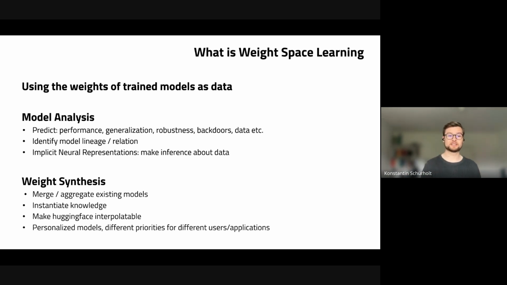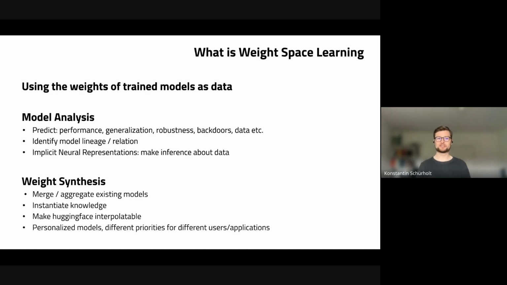The other direction is weight synthesis, so generating weights in some sense. And the general goals there are that you want to merge or aggregate existing models, or the knowledge of existing models. Or in a broader sense, you want to be able to instantiate knowledge again, right? You have some population, like we discussed before, there's some knowledge in there. Maybe you want to be able to pick specific knowledge and instantiate it into one model and make it accessible that way. You could also think about this as making Hugging Face interpolatable, in a sense, right?